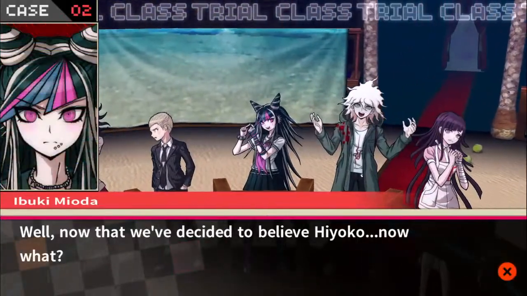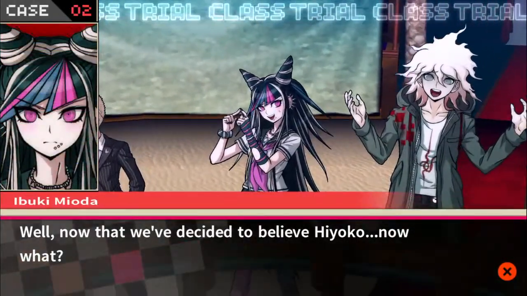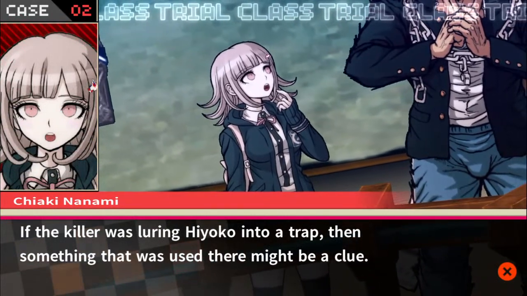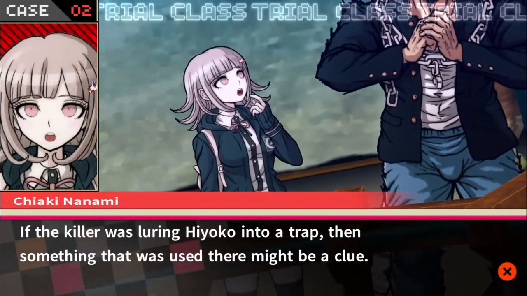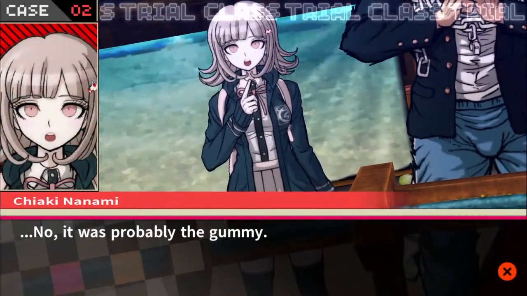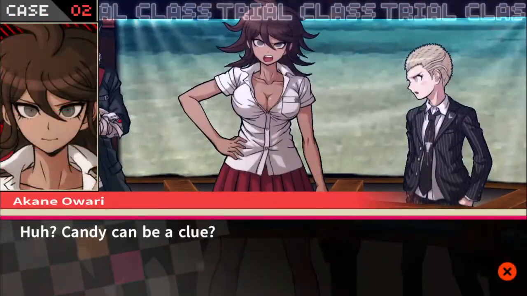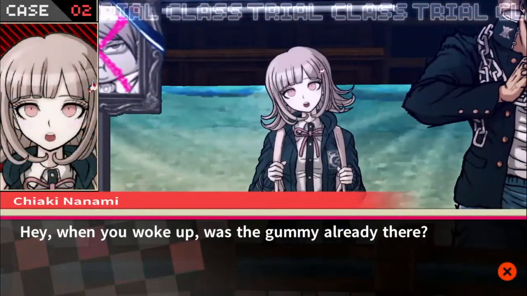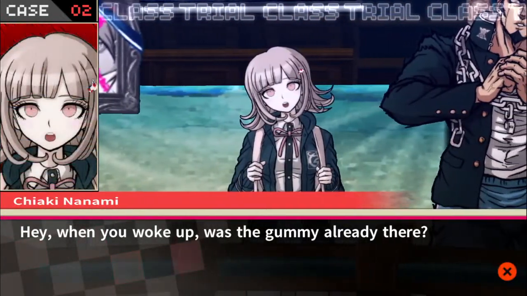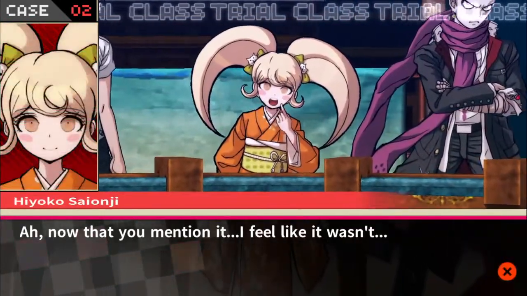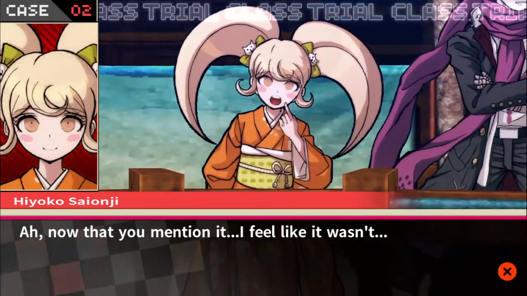Well, now that we've decided to believe Hiyoko, now what? If the killer was luring Hiyoko into a trap, then something that was used there might be a clue. Do you mean the letter? No, it was probably the gummy. Huh? Candy can be a clue? Hey, when you woke up, was the gummy already there? Now that you mention it, I feel like it wasn't.